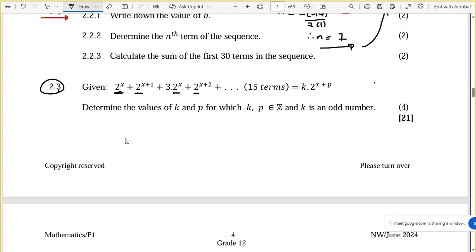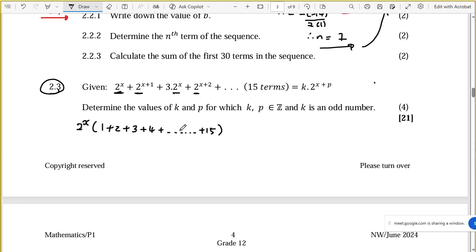Come on, guys. Can't we factor it out? Exactly. 2 to the x will be left, and the sequence now becomes 1 plus 2 plus 3 plus 4 plus all the way to 15. You see? So now, this is how you can write your sequence.